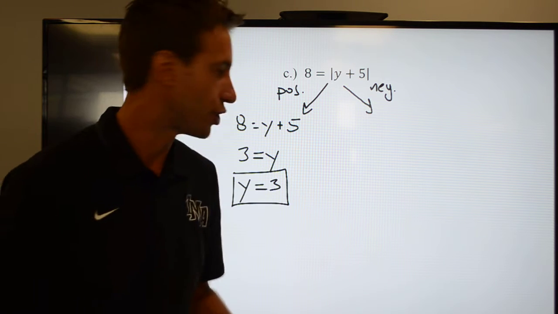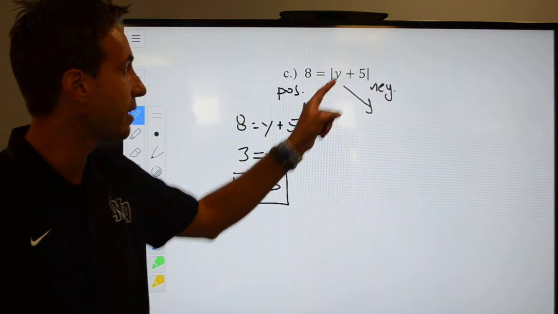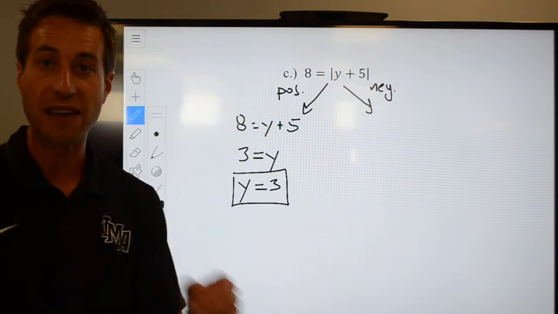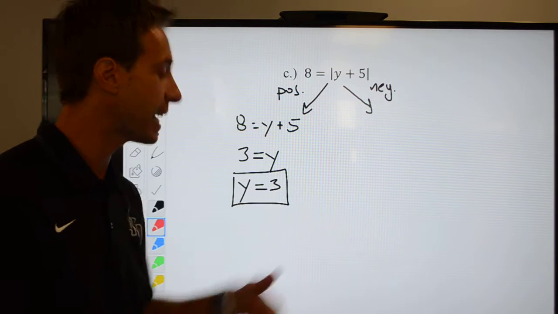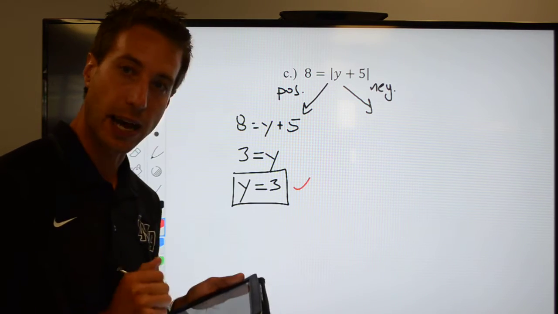Let's go ahead and check it. I plug a 3 in for y. 3 plus 5 is 8. Absolute value of 8 is an 8. And so I have 8 is equal to 8. Checks out.